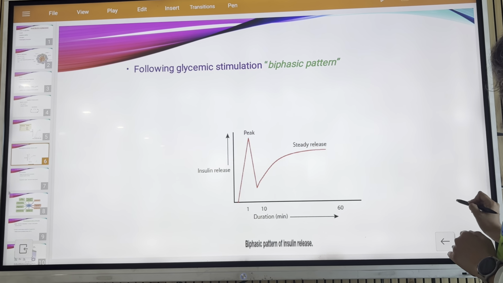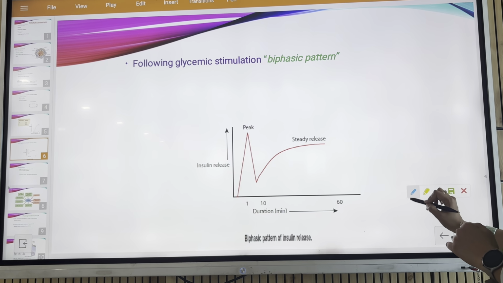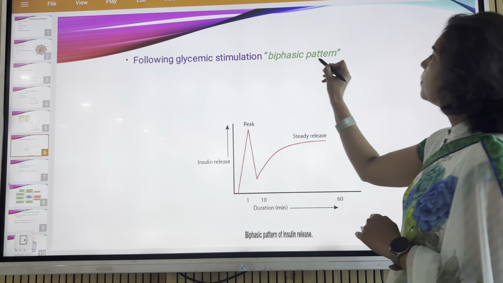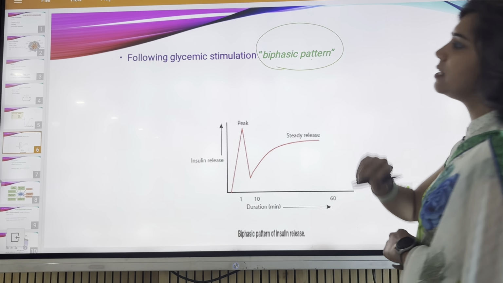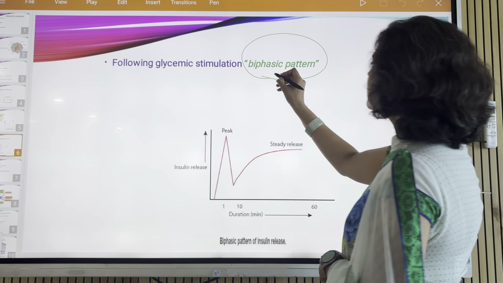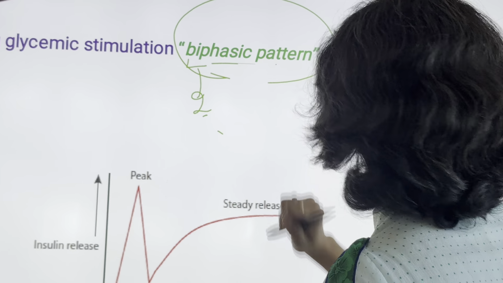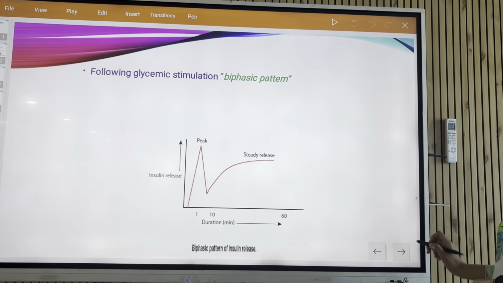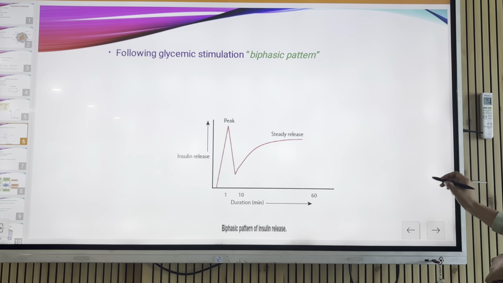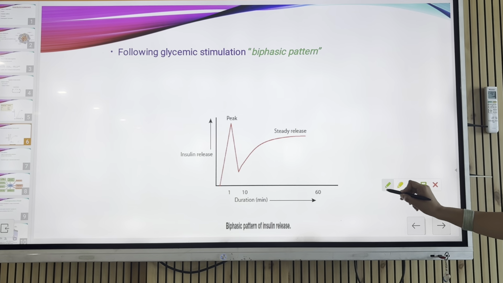Now there is a term which is called the biphasic pattern of insulin secretion. So biphasic means, bi means two. Secretion of insulin in two phases. Okay. So how does it occur? How does the secretion of insulin occur in two phases?